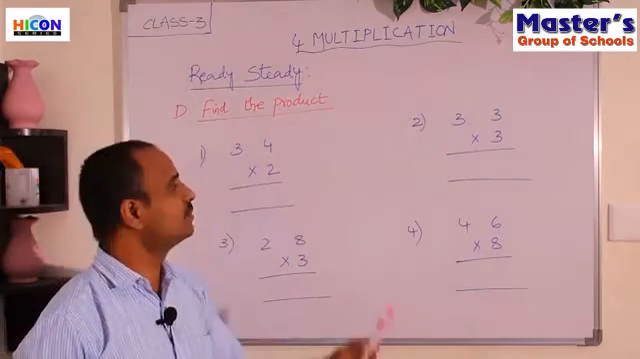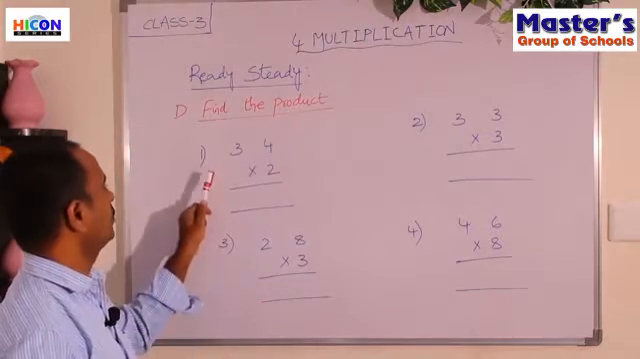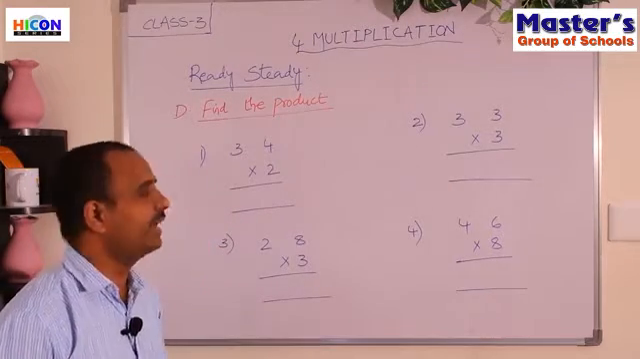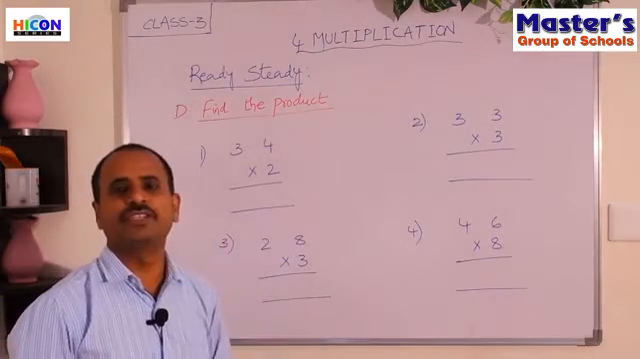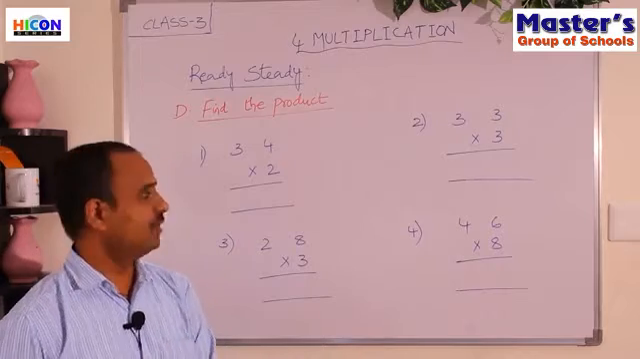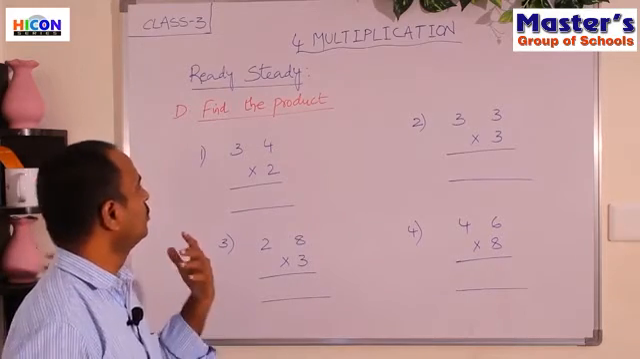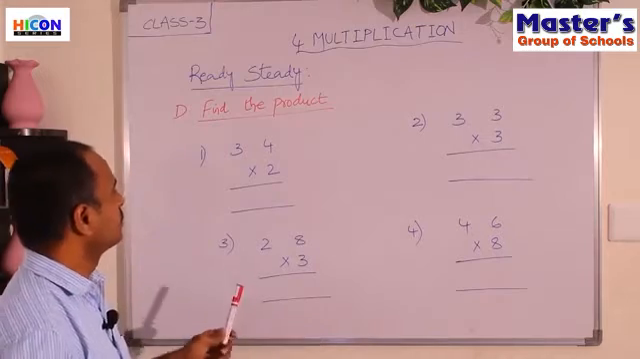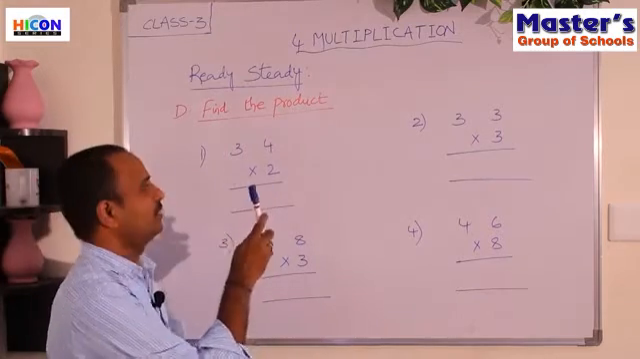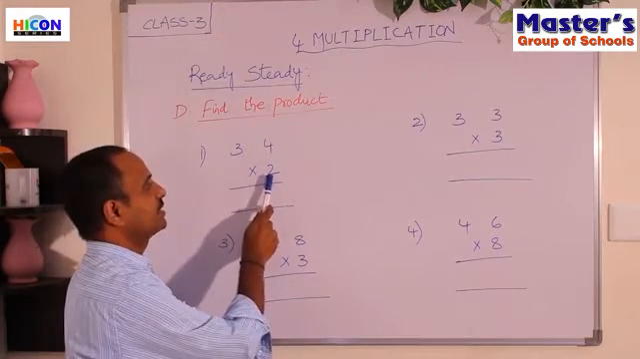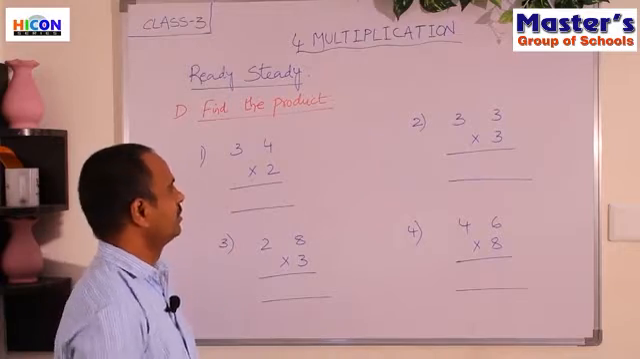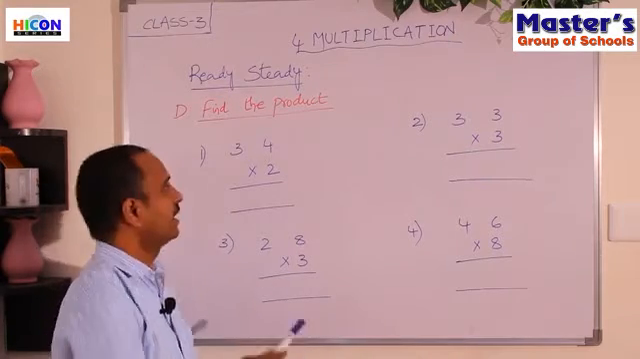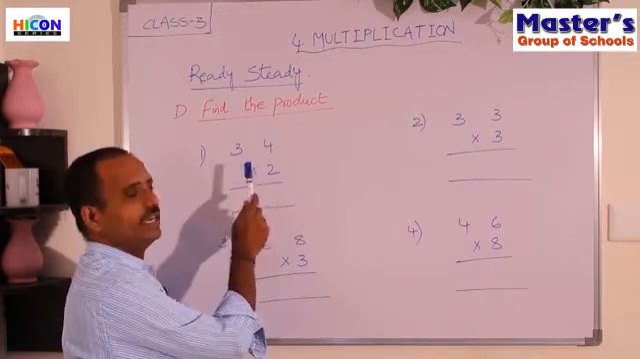Here four problems are given. So see the first problem. Already you have practiced this type of multiplication in your second class. So let us recall once how to do the multiplication of two numbers. Here 2 is a single digit number. So multiplication with a single digit number. How to multiply a number with a single digit number?